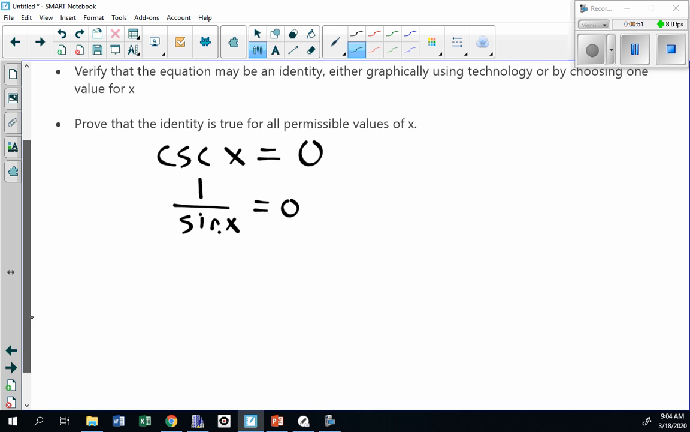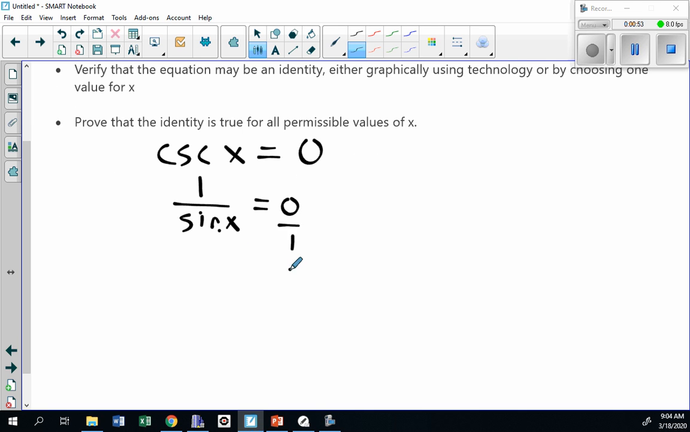Now, 0 is actually over 1, so when I go to reciprocate sine x, I'm going to reciprocate the right-hand side as well. But that's a problem. We don't know what 1 divided by 0 is. That is undefined. Now, if this happens to you on a test, I'd be a little concerned. So how do we check if we made a mistake?